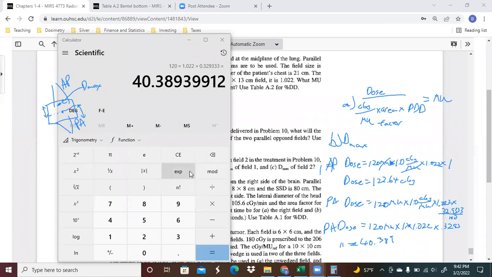Because both are contributing to dose at that particular point, I come up with a total dose of 163. Okay. All right. That's this problem, and I will continue to work others as we go through this section.